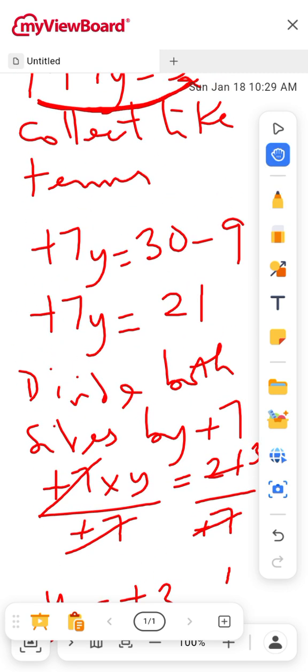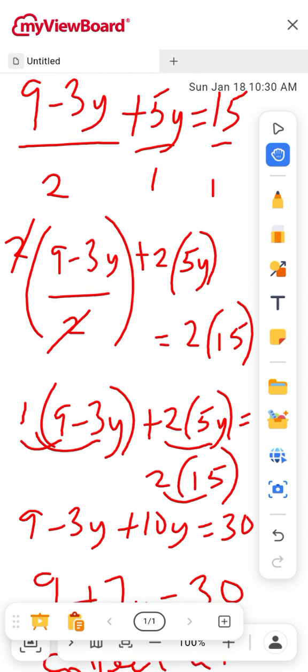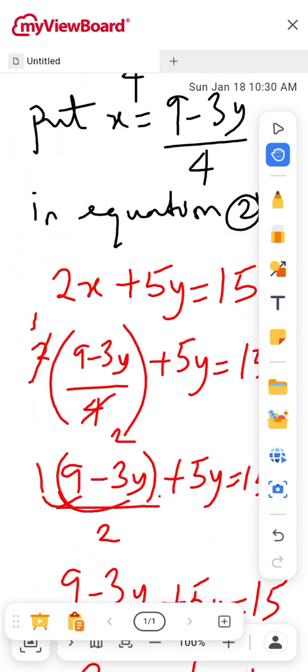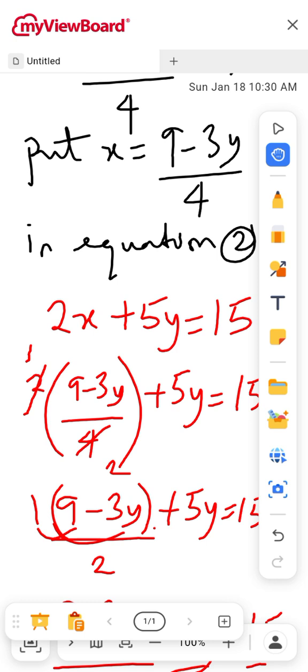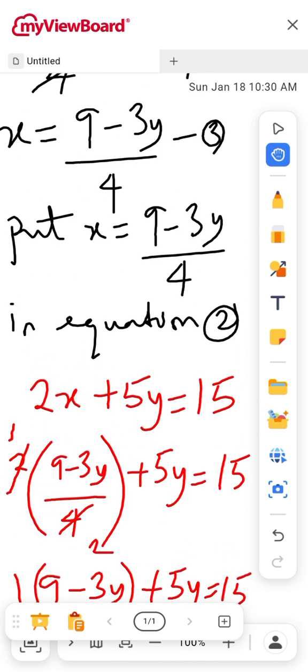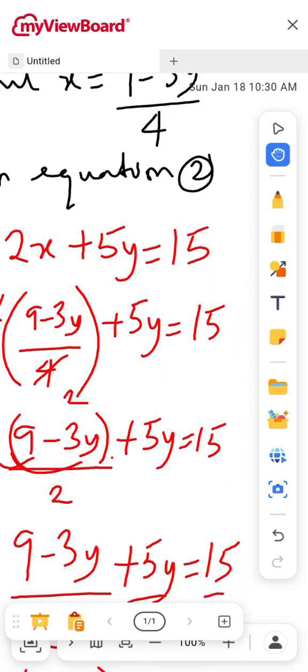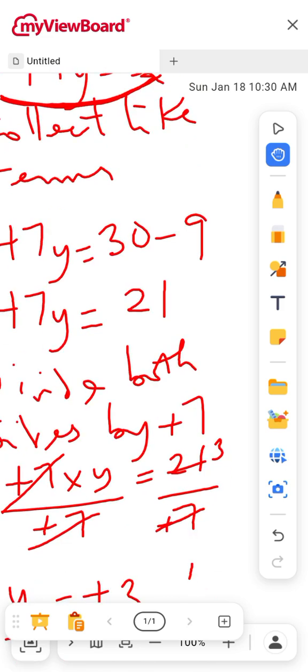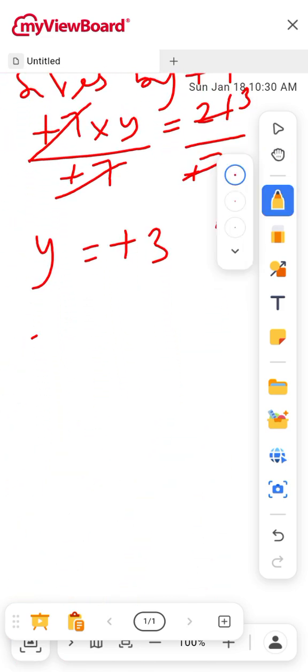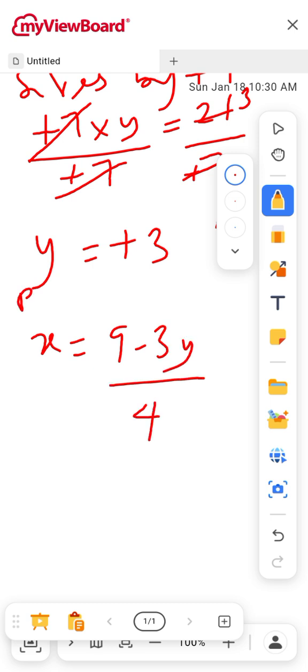Now, having gotten your y, you need to get the value of your x, because that is the aim of simultaneous equations. So what you do is put the value of y in equation 3. Equation 3 is better because it makes your life easier. You don't need to be going back again. Equation 3 says x equals 9 minus 3y over 4. Put y equals 3 in equation 3. That means anywhere we see y, we put 3 there.